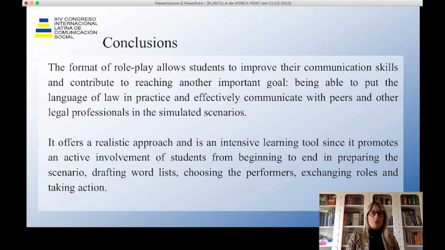But also, the role play format offers a realistic approach and is an intensive learning tool, since it promotes an active involvement of students from beginning to end, since they are involved in creating the situations, in thinking about a situation, the role they would like to act, and to prepare the scenario, so drafting word lists, choosing the performance. So they were actively involved in creating the role play simulations, in exchanging roles and taking action.